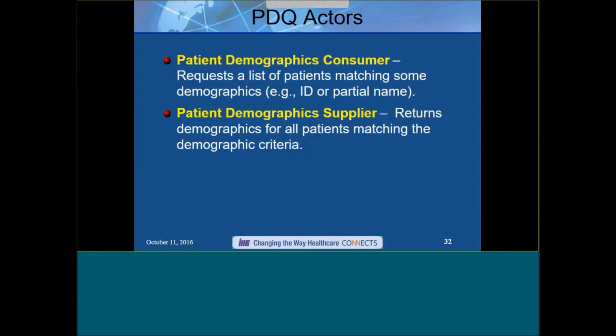So PDQ actors, there's two of them. There's the patient demographics consumer. The consumer requests a list of patients matching some demographics criteria. And the patient demographics supplier is the other actor. They answer that call and return demographics for all the matching patients.